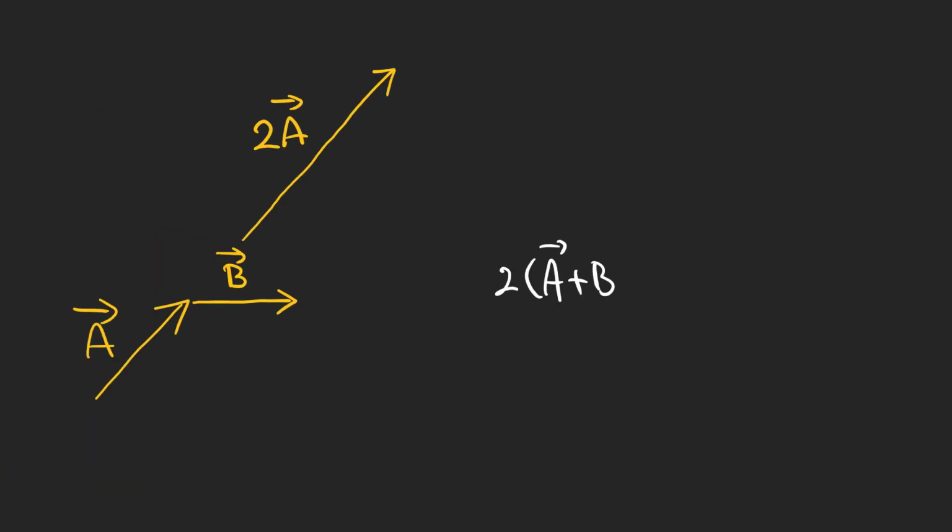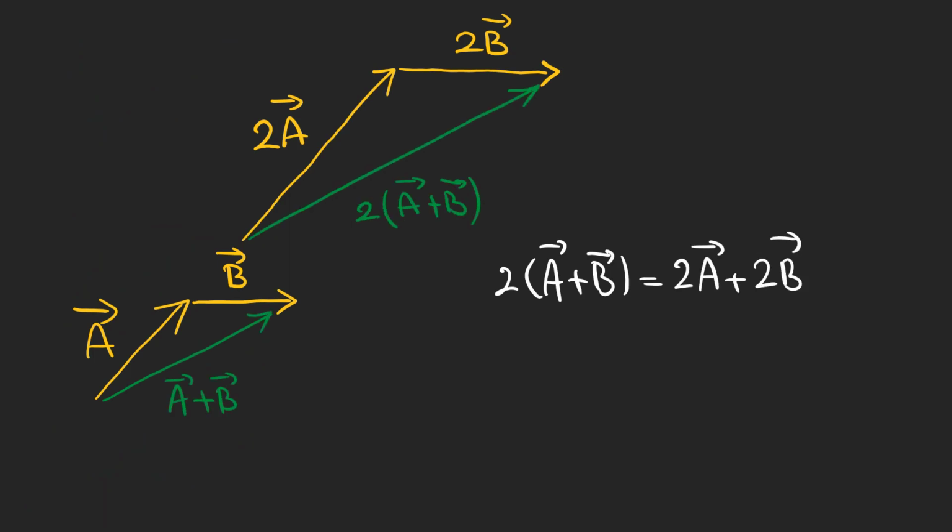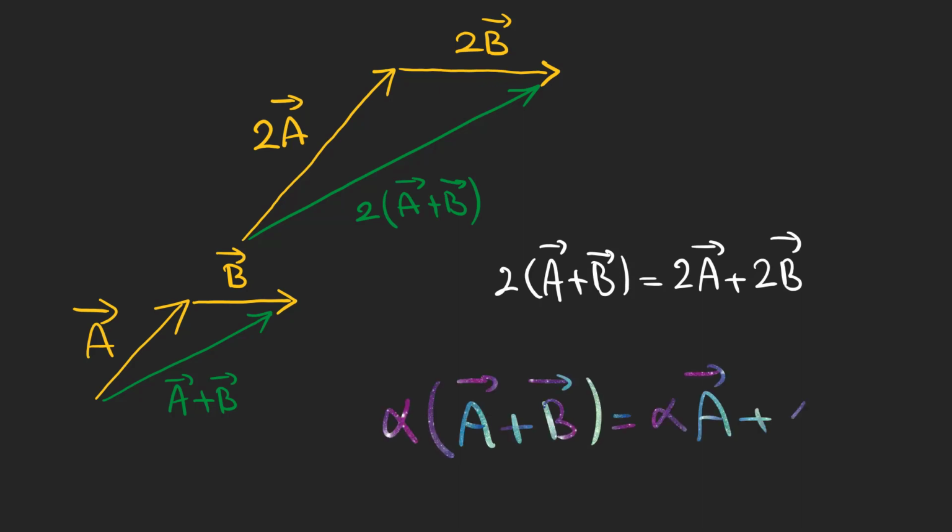What happens to the addition of two vectors if we multiply each one by a scalar? For example, if we double two vectors, their magnitudes and their addition double, but the direction remains the same. So, if we multiply two vectors by a scalar alpha, their addition is also multiplied by alpha.